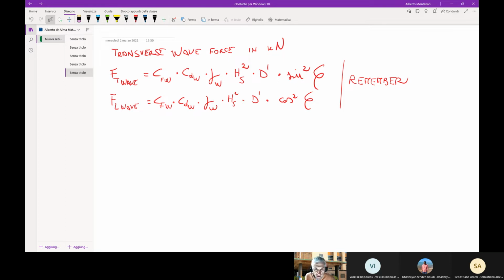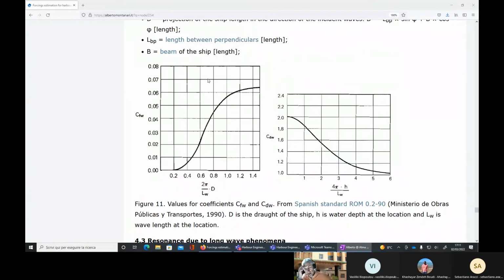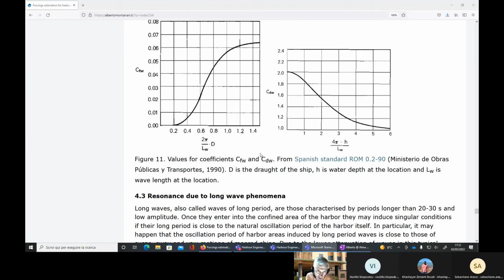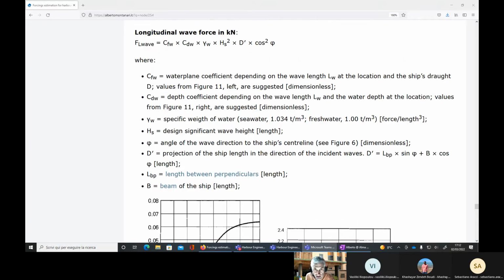Now, of course, as I said, there are suggested values for the coefficients on my website. We don't need to discuss them. I just want to show you one thing. I go to my website just to show you where you can find them. These are two figures which I took from the Ports Designer Handbook, which give you C_FW and C_DW depending on the horizontal axis, where in the caption you can find what H is, the water depth at the location, what D is, the draught of the ship, and what L_W is, the wavelength at the location. Perfect.